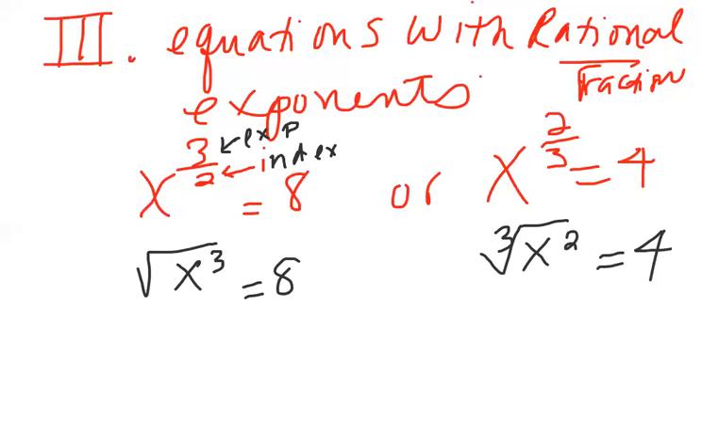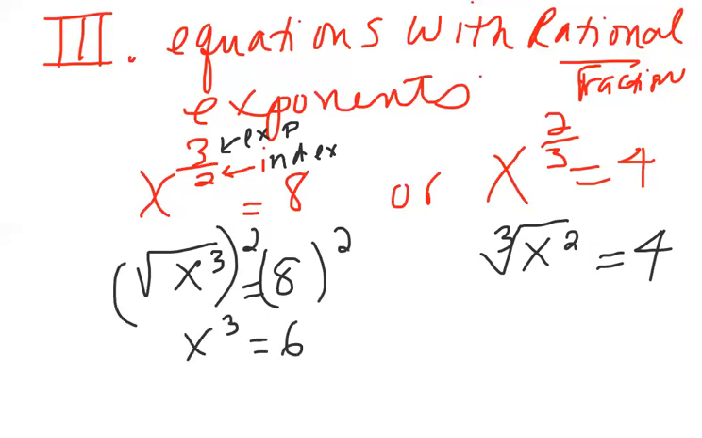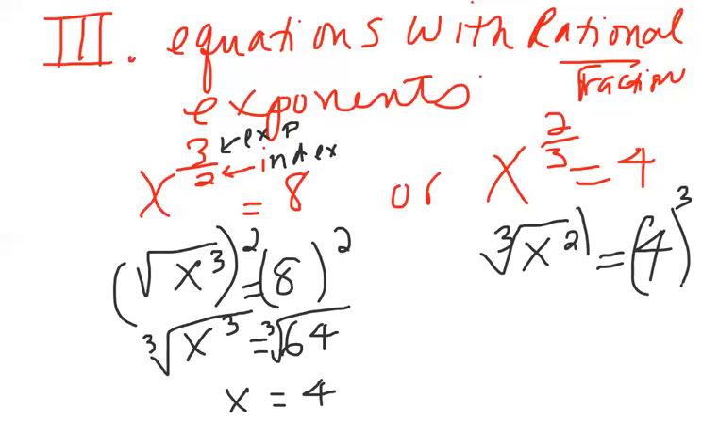Now, how do you solve these? Well, it just so happened we just finished solving radical equations, so we can easily solve these. So guys, we square both sides here, and we get x cubed is equal to 64. Now you want to take the cube root of both sides to get rid of the third power, do the inverse. So you get x is equal to 4. Now over here on the right side, you want to get rid of the cube root. So you want to raise both sides to the third power.